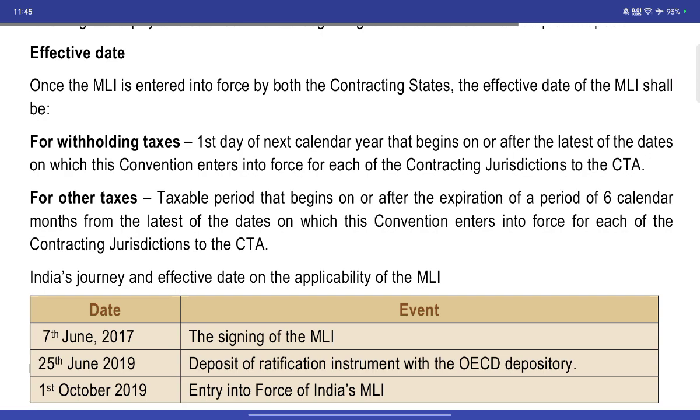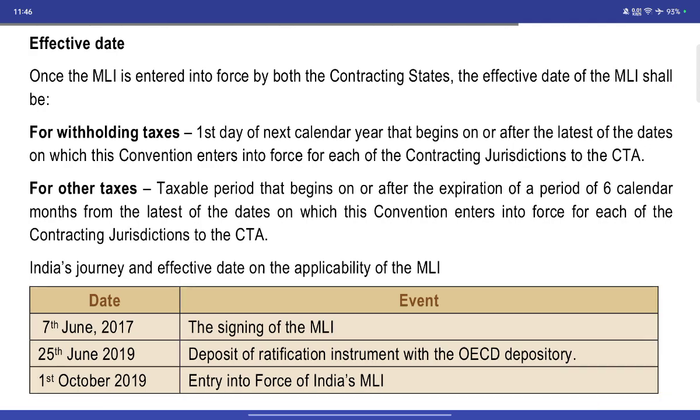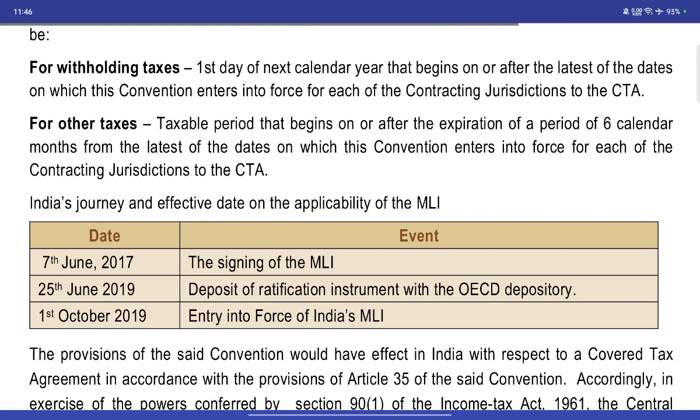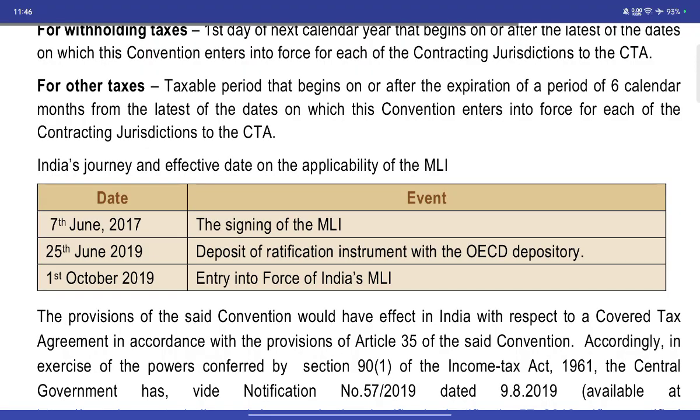Withholding taxes apply from the first day of the next calendar year, beginning on or after the latest of the dates on which the convention enters into force for each of the contracting jurisdictions. For other taxes, the taxable period begins after the expiration of a period of six calendar months after the latest of the dates on which the convention entered into force for each of the contracting jurisdictions. This determines the date of applicability of the MLI.